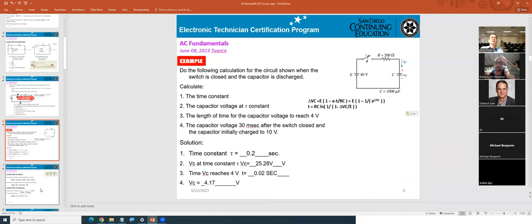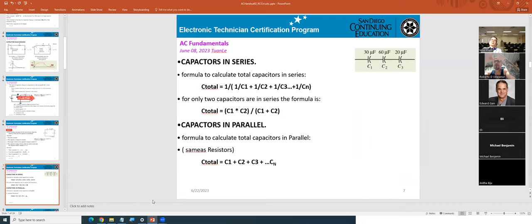Now, we get three capacitors. C1, C2, C3. C1 the value 30 microfarad, C2 60 microfarad, and C3 20 microfarad. So this is the formula to calculate the total capacitor in series. That means they want to combine C1, C2, C3 into only one capacitor. That's the total. So this is the formula. Okay? C total equals 1 divided by 1 over C1 plus 1 over C2 plus 1 over C3 and so on.